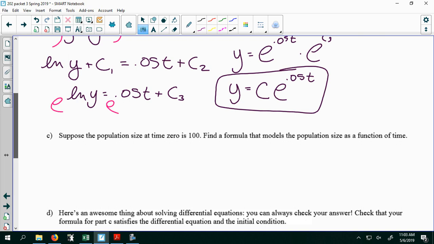And now I'm going to give you an initial condition, and we will use it to find C. So suppose the population size at time 0 is 100. So if I plug in a 0 for t, my population y is 100. So 100 equals c e to the 0.05 times 0, which means 100 equals c, because anything to the 0 is 1. So c is 100. So the formula that models the population is the general solution, but replace the c with a 100.